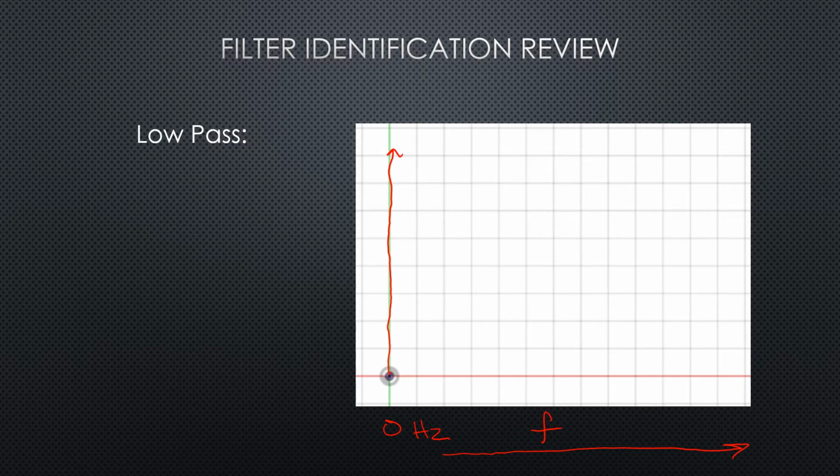Now in a low pass filter, your low frequencies are what's going to get to the output, and the higher frequencies are going to be attenuated. So that's what a low pass filter waveform or frequency response would look like graphically.